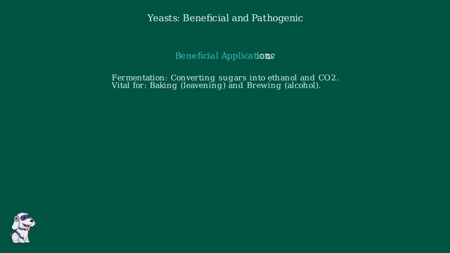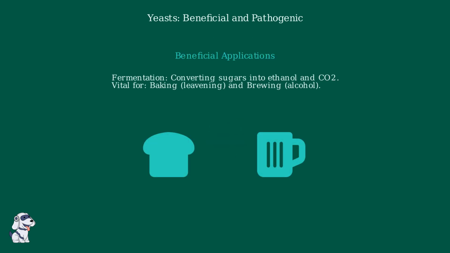Beneficially, yeasts are essential in food production. Through fermentation, they convert sugars into carbon dioxide and ethanol. This process is the secret behind light, airy bread and the creation of various alcoholic beverages.